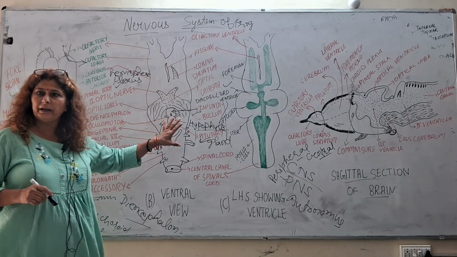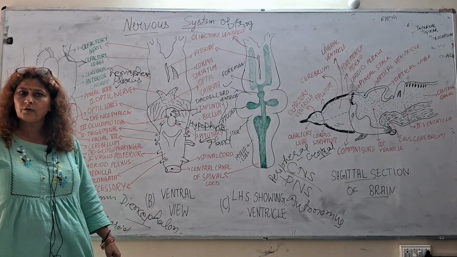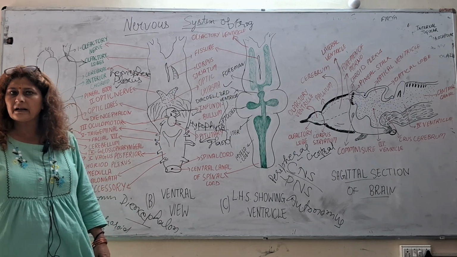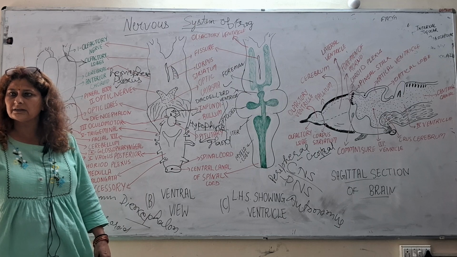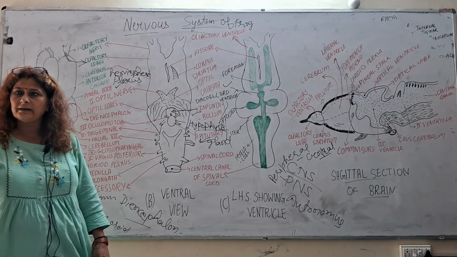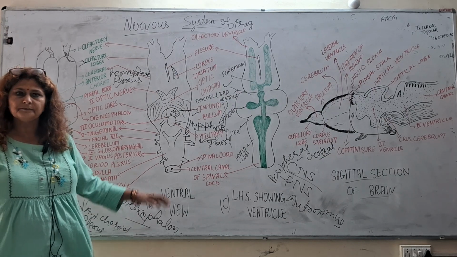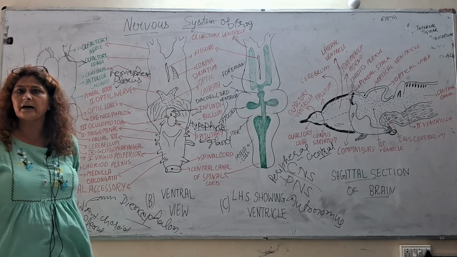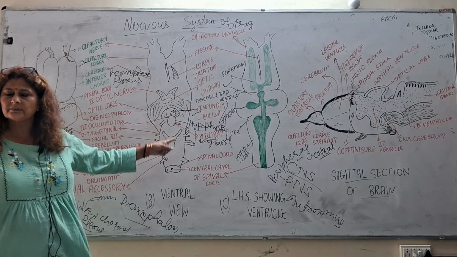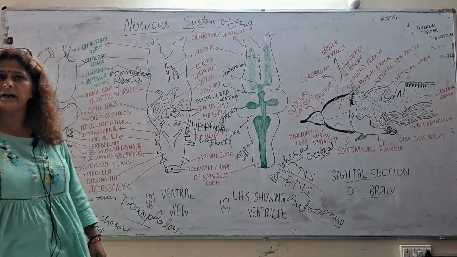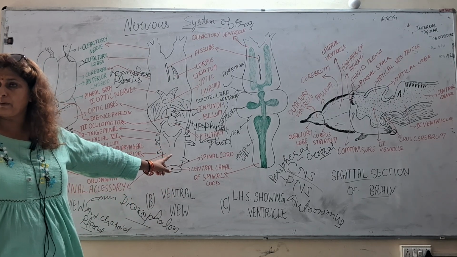This now completes the forebrain. Now forebrain consists of olfactory lobe, cerebral hemisphere, then diencephalon. Diencephalon, the upper portion, contains the anterior choroid plexus and pineal stalk and pineal body. On the lower side there is a very important structure called the pituitary gland, which is made up of hypophysis and infundibulum.